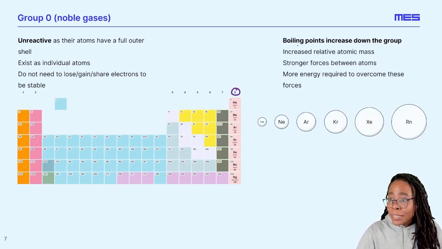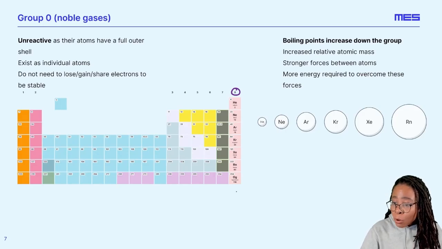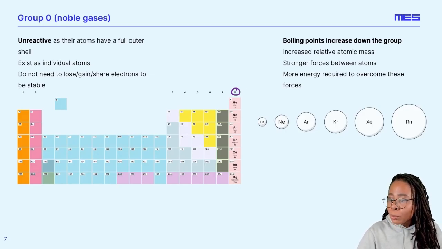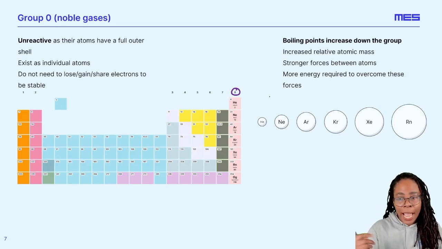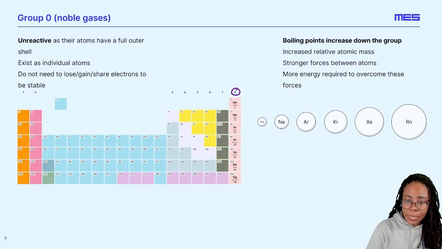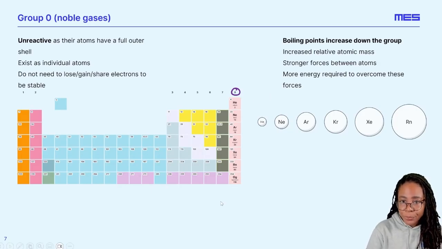Looking at their trends in their boiling points, as we go down group 0, the boiling points increase. That's because we've got increased relative atomic mass, or Ar. Therefore, there are stronger forces between the atoms, and so more energy is required to overcome those forces and turn those substances from liquids to gases.